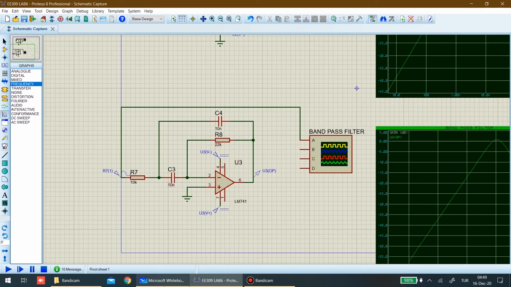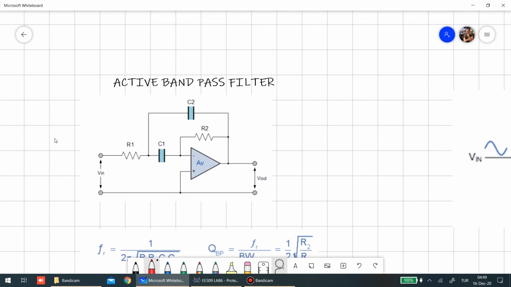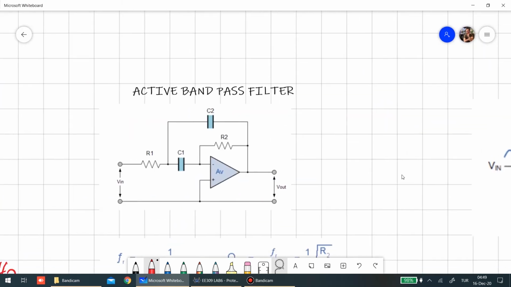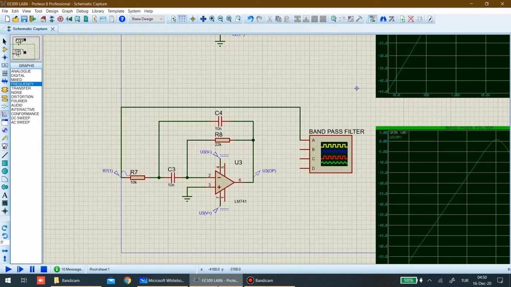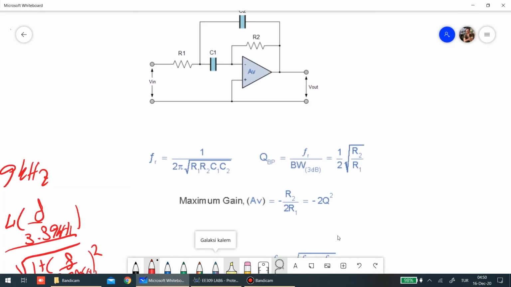So about the bandpass filter, again, we want the op-amp to pass a certain frequency to its output. So for this circuit, here are our resistors and capacitors. Let us put the numbers into the formula.